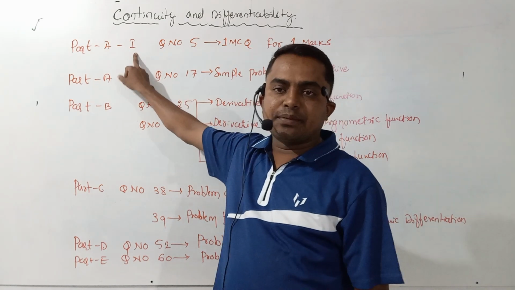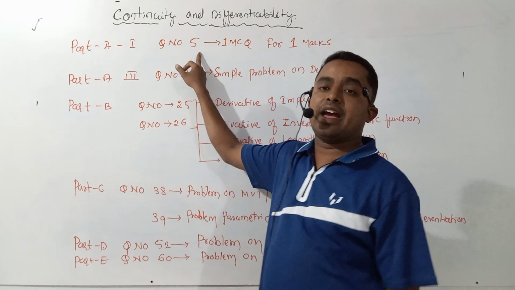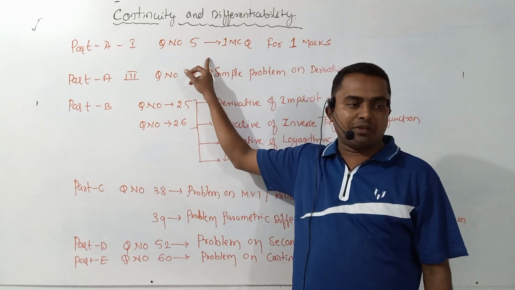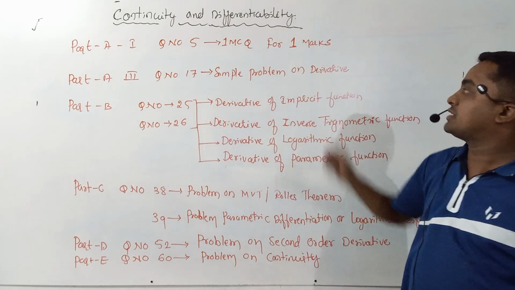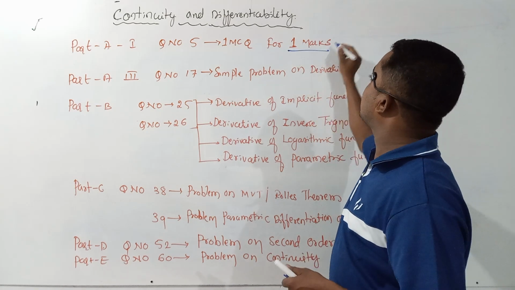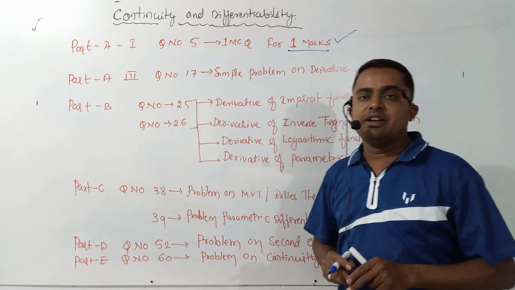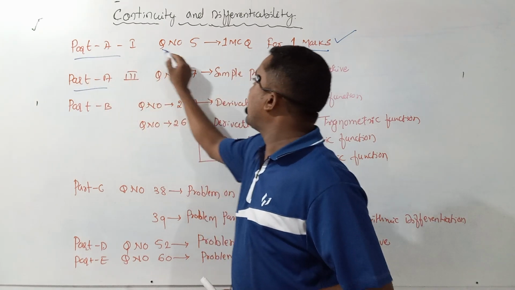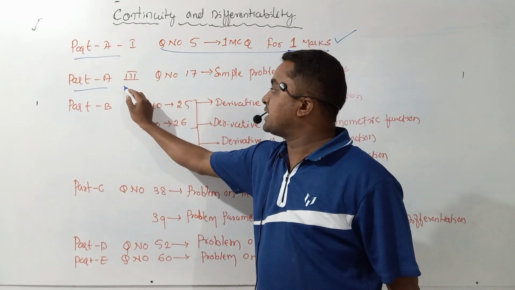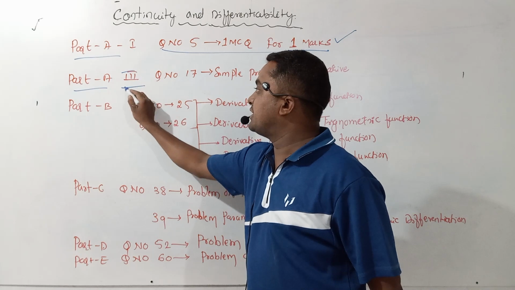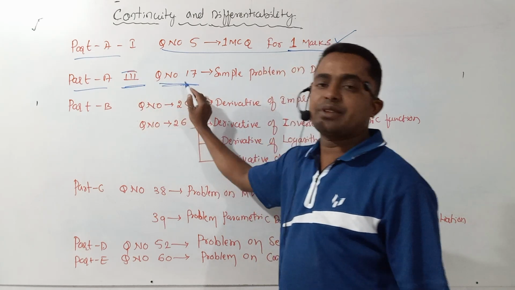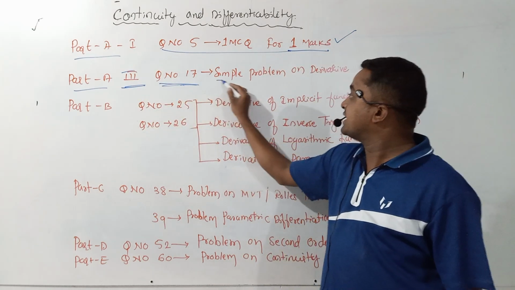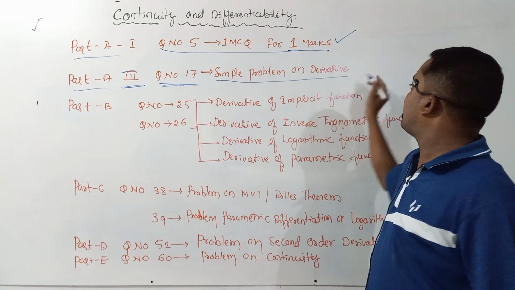Part A, subsection 1, question number 5, one MCQ type question will appear for 1 mark. And in part A only, in subsection 3, question number 17, a simple problem on derivative for 1 mark.